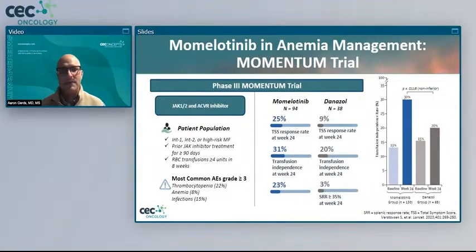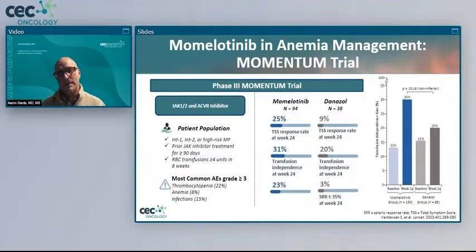And this was the basis then for the Momentum trial, which is a prospective randomized trial comparing momelotinib versus danazol in patients who had received prior JAK inhibitors, had intermediate 2 or high-risk disease, who were also anemic, with a hemoglobin less than 10 at least. And momelotinib was compared against danazol because danazol is an active drug at treating anemia in myelofibrosis. So compared to danazol, momelotinib was better at reducing symptoms and certainly better than danazol at reducing spleens, but was not inferior in terms of the number of patients who were transfusion independent at week 24.